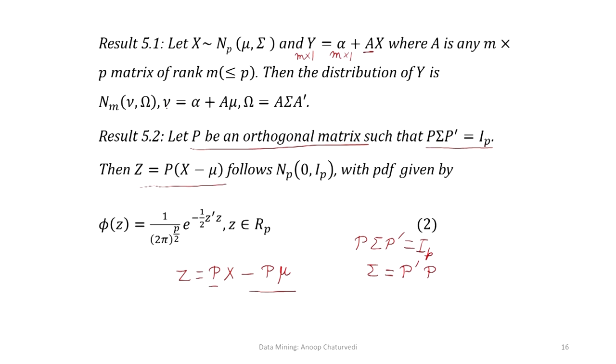You observe that nu is equal to alpha plus A mu, and alpha is minus P mu, A is P. So, this is equal to 0. Similarly, you can obtain omega also. Omega is A sigma A transpose, which is P sigma P transpose, and P sigma P transpose is I_p. And then the PDF of Z is of the form phi(z) equal to 1 upon (2 pi) to the power p by 2, e to the power minus half z transpose z.